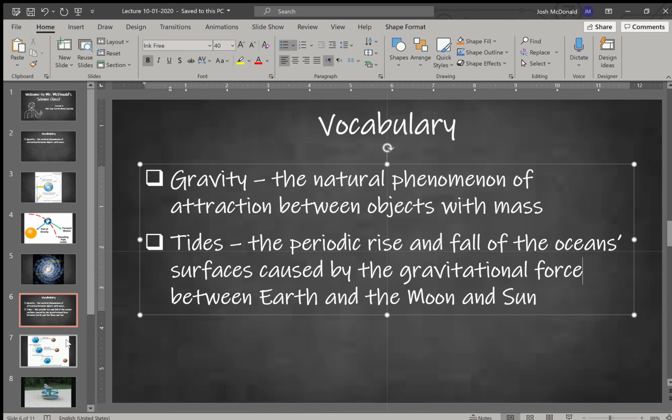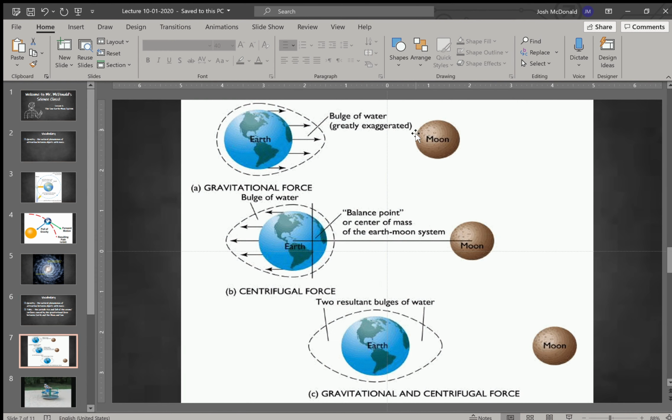So here's what happens. You have the moon pulling on the bulge of water. Our planet, we know, is covered by more than 70% of water. So the moon, in its gravity, pulls on that bulge of water, pulls it towards it. But there's another force at work here. Other than the gravitational force of the moon, you also have what's known as centrifugal force.